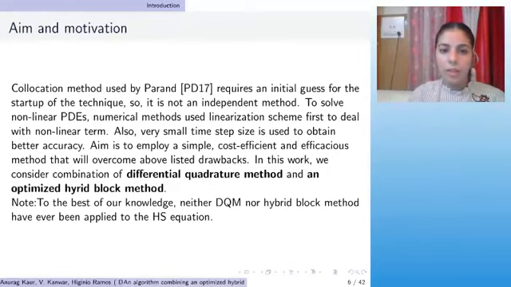Collocation methods require an initial guess for the startup of the technique, so it is not an independent method. To solve nonlinear PDEs, most of the numerical methods use a linearization scheme first to deal with the nonlinear term. Also, a very small time step size is used to obtain better accuracy. So, our main aim is to employ a simple, cost efficient, and efficacious method that will overcome the above listed drawbacks. In this work, we consider the combination of the differential quadrature method and an optimized hybrid block method. To the best of our knowledge, neither DQM nor hybrid block method have ever been used for the HS equation.